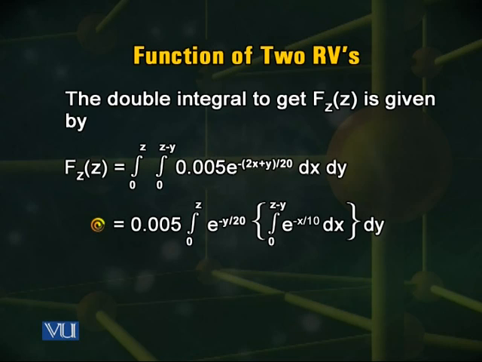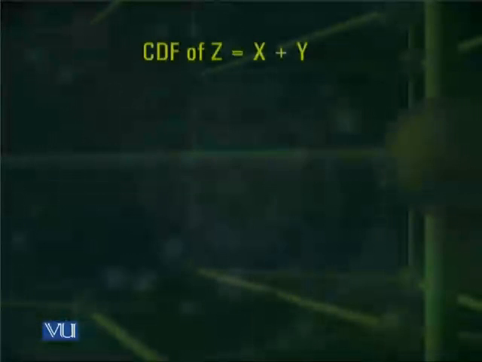If you evaluate this repeated iterated integral, you get Fz, which is cumulative density function of new random variable z, and it comes out to be 1 minus 2 e raised to power minus z over 20 plus e raised to power minus z over 10. We can take many values of z ranging from 0 to a large value and plot this CDF, and you can see this plot on your screen.